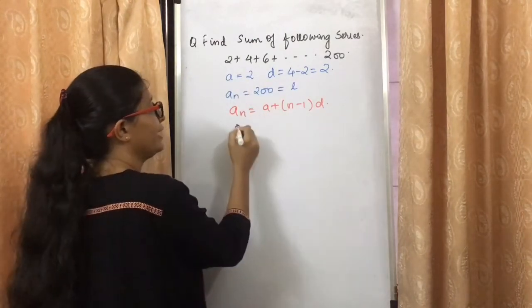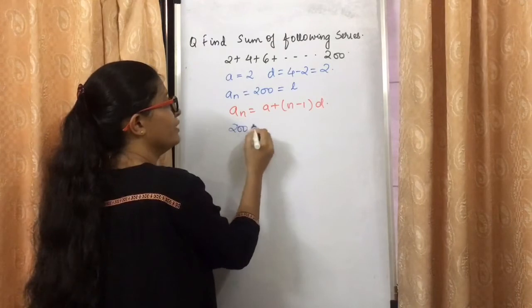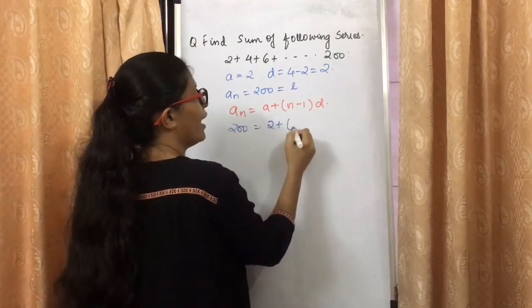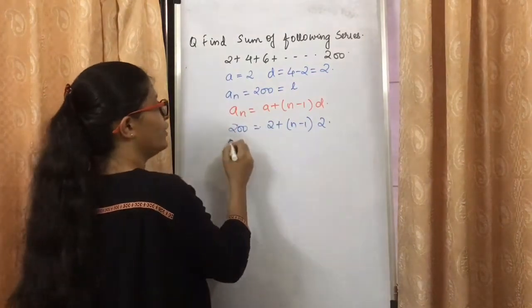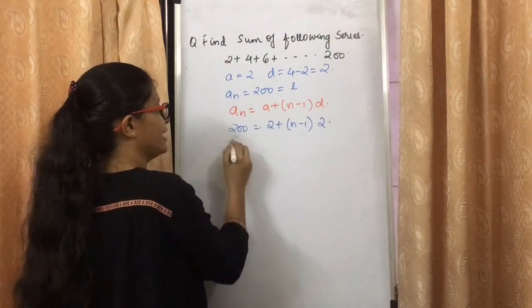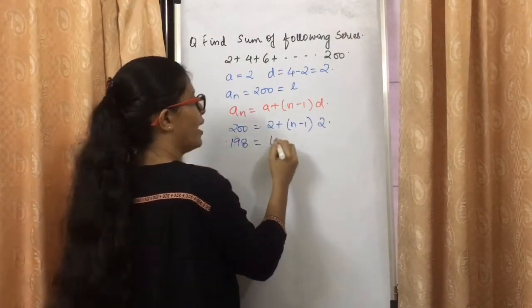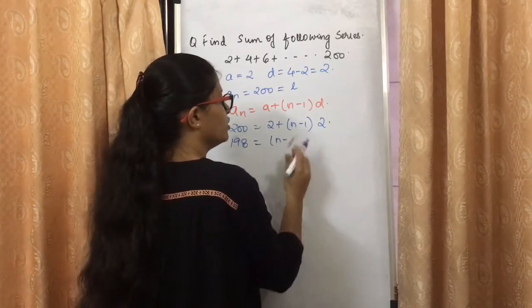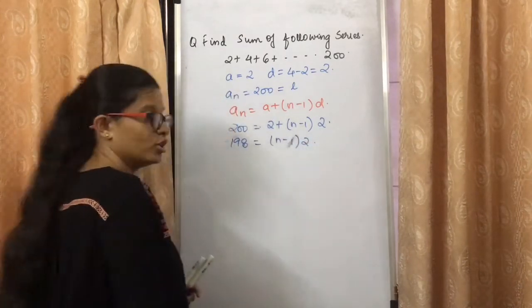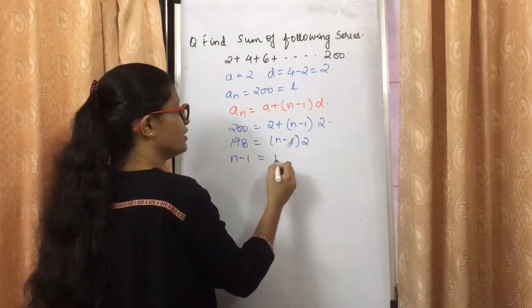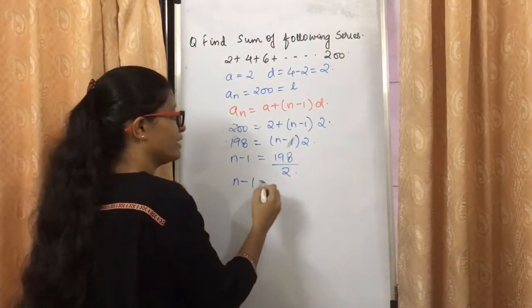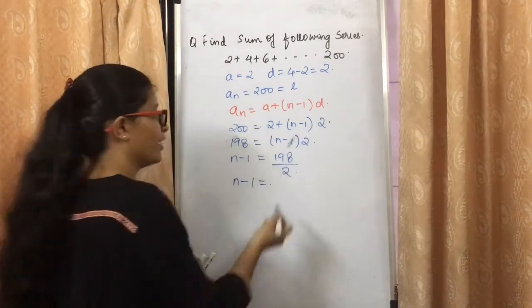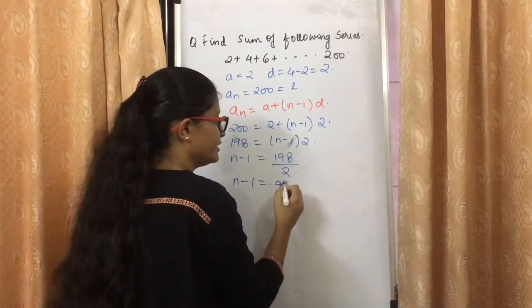So, हमको an निकालना. An हमको already दिया हुआ है, 200. A is nothing but 2. N minus 1 leave like that, and d is 2. So, 200 minus 2 will give you 198, which is equal to n minus 1 into 2. So, you will get n minus 1 is equal to 198 divided by 2. So, n minus 1 is nothing but, when you divide 198 by 2, you will get 99.